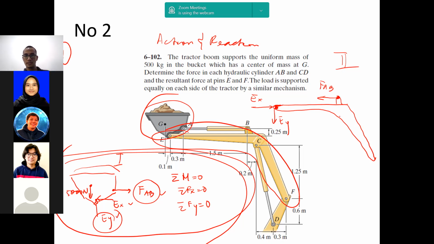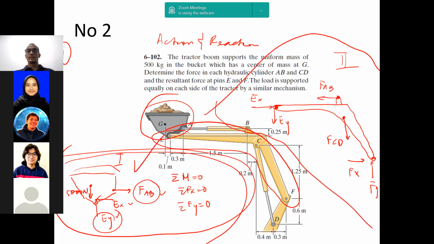Okay, what else do we have there? There is a pin at C here and pin F, right? At F, it's a pin joint. So we're supposed to have what? FY and FX. Correct. At C, we have FCD, correct, because it's a two force member. So assume it's under tension as usual.